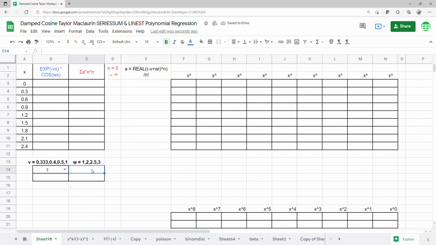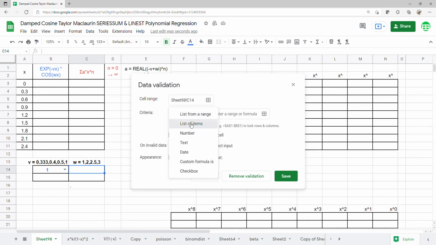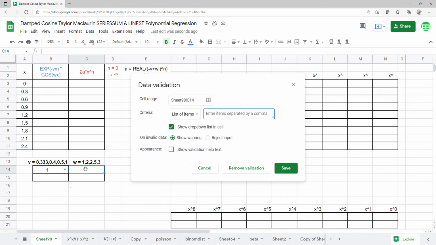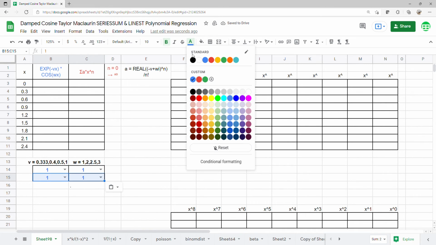Likewise, the value of W, which is data validation, list of items from 1 to 3. So copy this and paste here. We can start with 1 also. And we copy this, so paste it here and change the color to red.